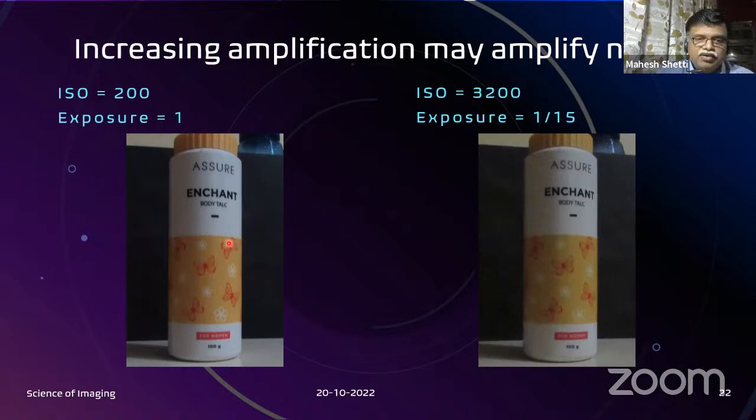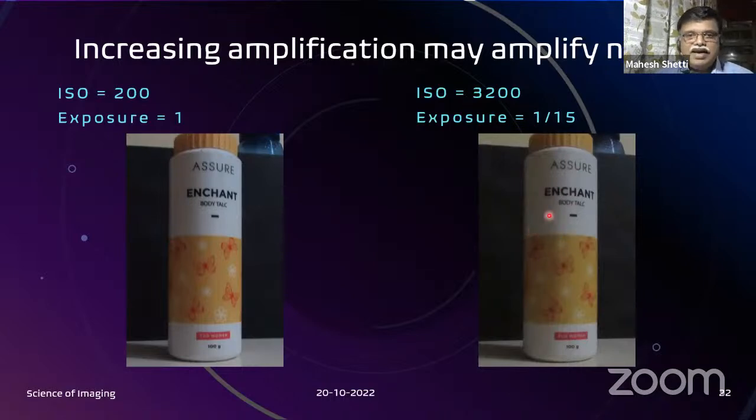What you also observe here on the left hand side is that there is no graininess. Here there is graininess, a lot of noise. Because the electronic sensors have their own noise, electronic noise. So when you amplify, you not only amplify the signal, you also amplify that noise. And that's what creates the grainy picture.